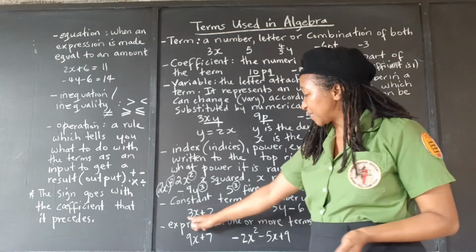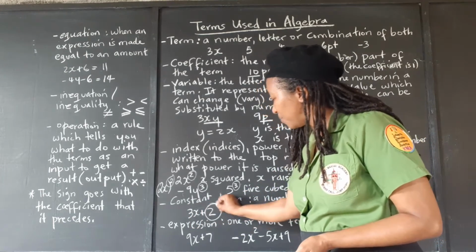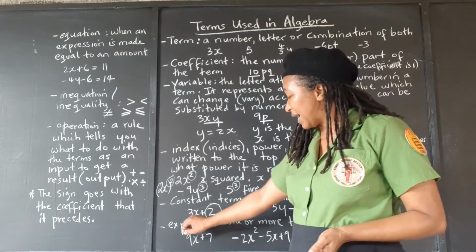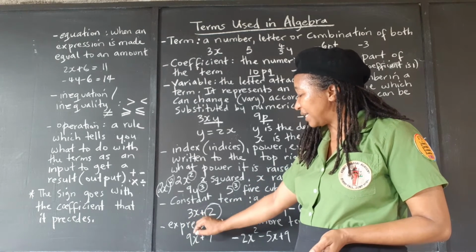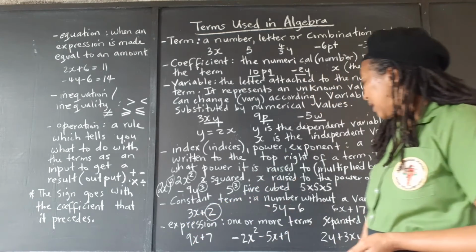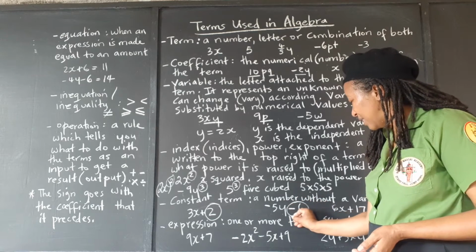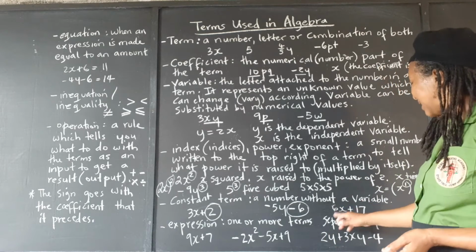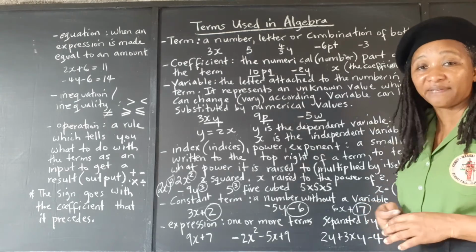So if we have this expression, 3x plus 2, 2 is a constant term. That's the number by itself there, no variable attached. The 3x has a coefficient and a variable, and is separated from the constant term by this plus sign here. Negative 5y minus 6, the negative 6, that is the constant term there. 6x plus 17, that's the constant term, the positive 17.